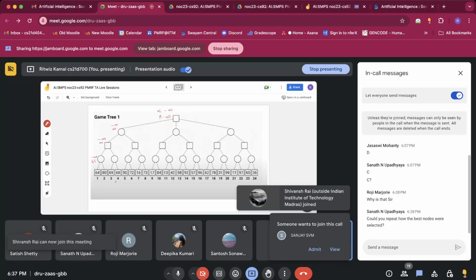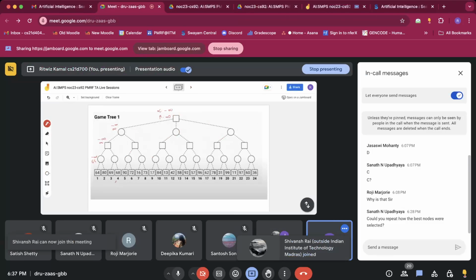Is it clear up till this point? Okay, I am assuming it's clear.